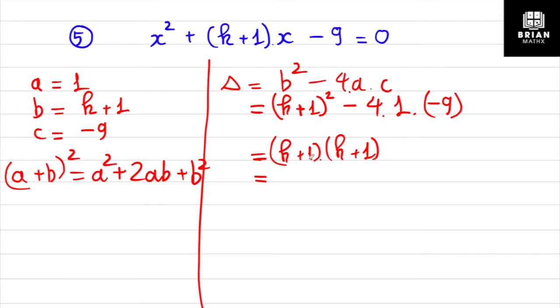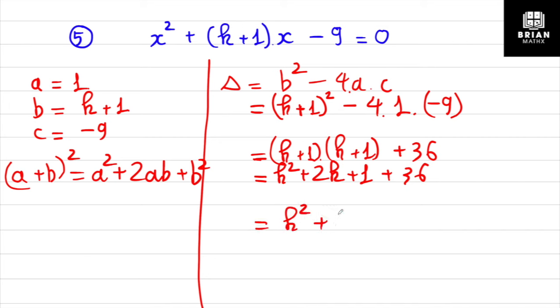Okay, so come back to this equation, find the discriminant expression. On the right hand side you now have negative 4 multiply 1 and multiply negative 9, so the result will be plus 36. Okay, how about this? You got K squared plus 2K plus 1 plus 36. And that is the final discriminant.